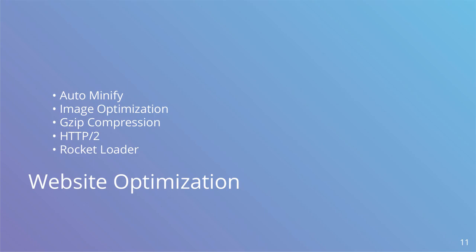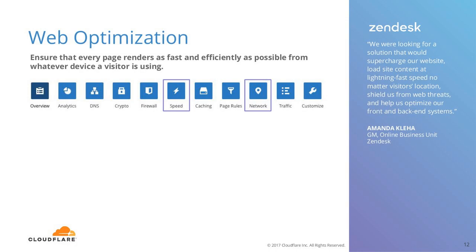Cloudflare offers a range of features to help optimize your site and make sure your visitors get not only the fastest load time, but the best user experience. Our site optimization features include auto minify, image optimization with Mirage and Polish, gzip compression, HTTP2, as well as Rocket Loader. Site optimization features can be found mainly in the speed section, as well as the network section on Cloudflare.com. So let's jump right into it and talk about what auto minify does.